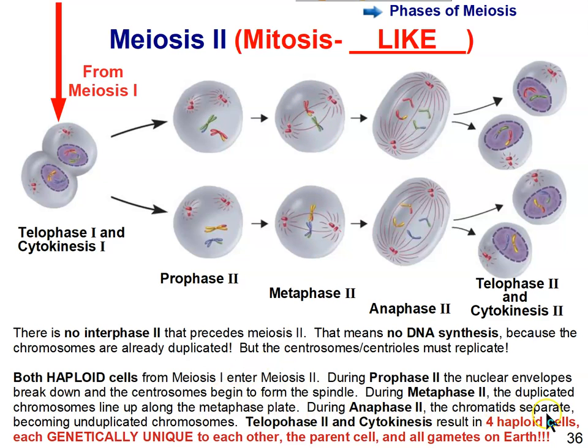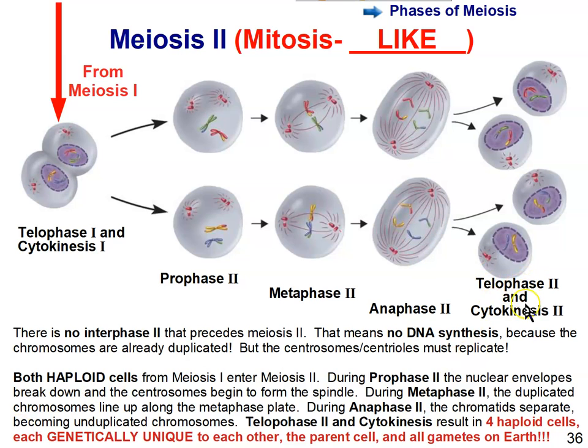During anaphase II, the chromatids separate, just like in mitosis. But there's no reduction in chromosome number here. They've already been reduced. But we are going from duplicated chromosomes to unduplicated chromosomes, just like in mitosis. As soon as those sister chromatids separate, they're now considered unduplicated chromosomes.